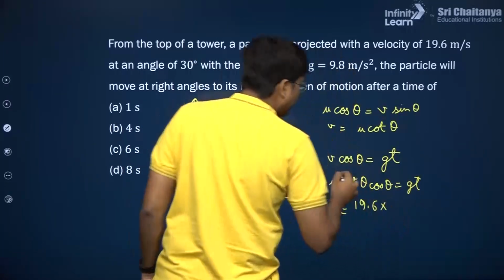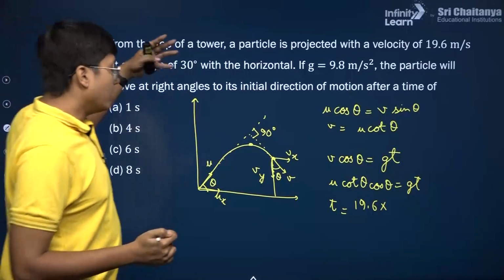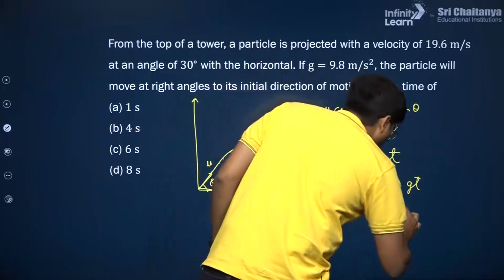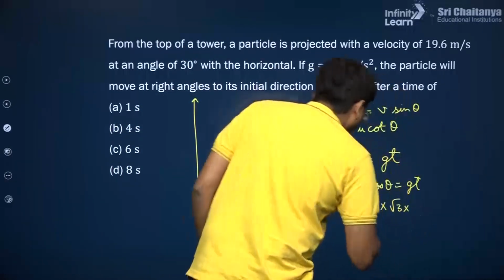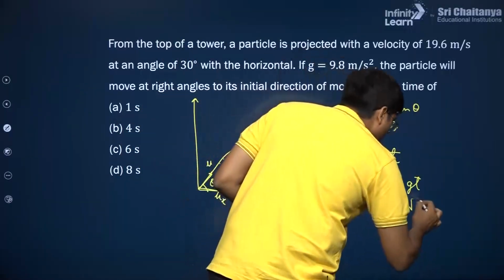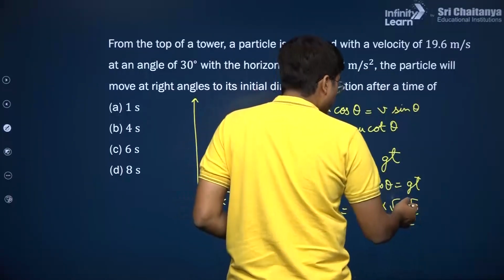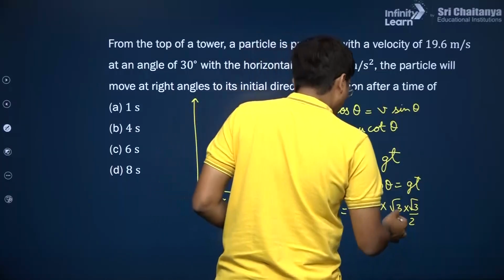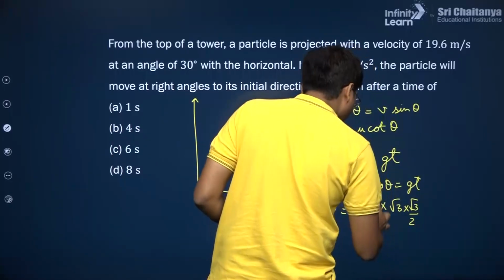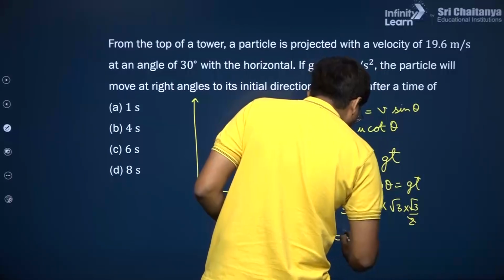19.6 multiplied with cot theta, the angle theta is 30 degrees. So cot 30 degrees is going to be root 3. Root 3 into cos of 30 degrees, which is root 3 by 2. So here you have root 3 into root 3 gives you 3. We have a g below. So g is 9.8, which means this 2 goes here. So you have t is equal to 3.